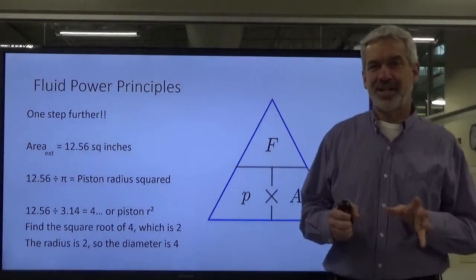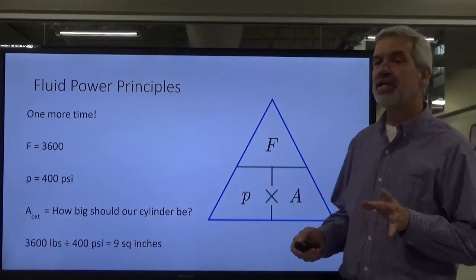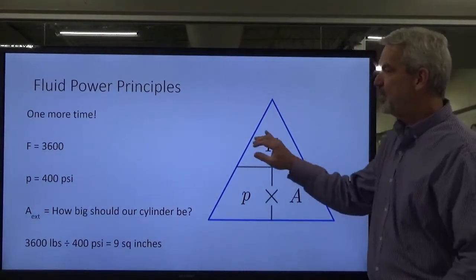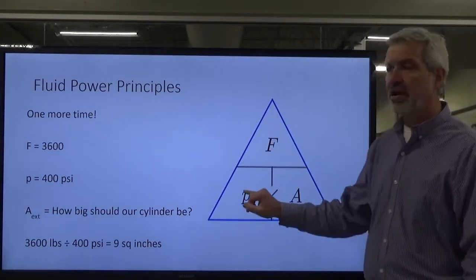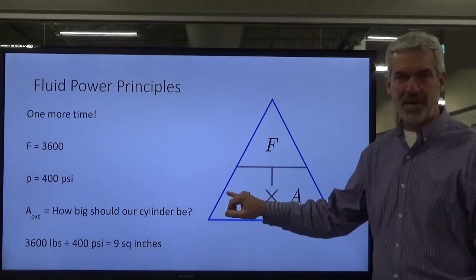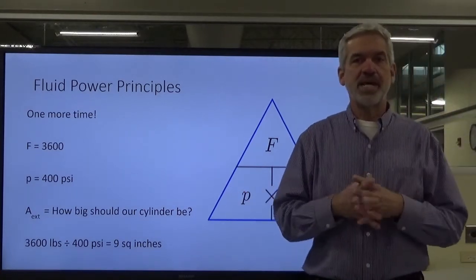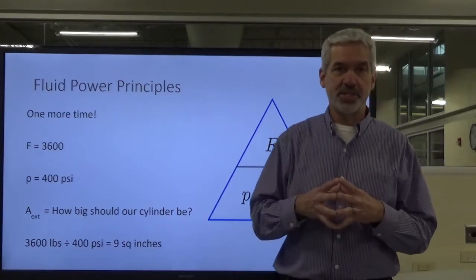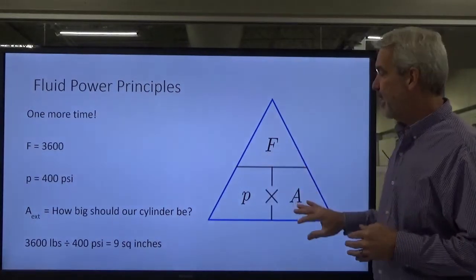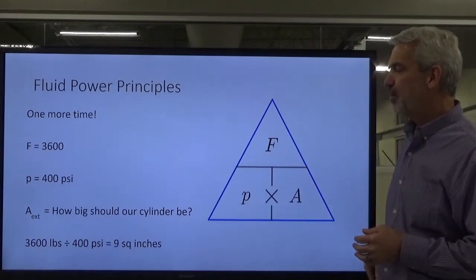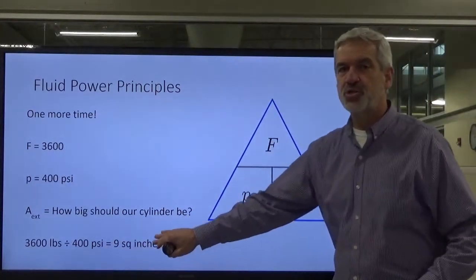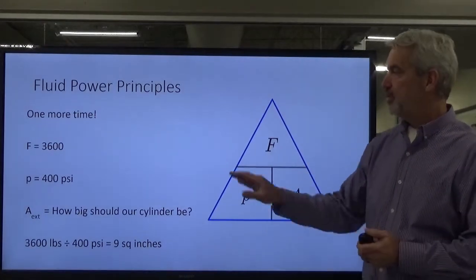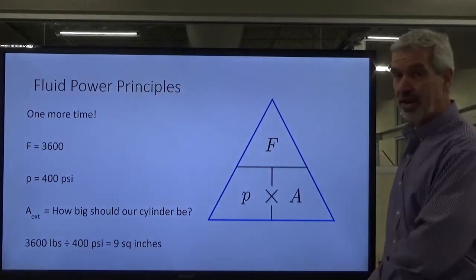Okay, now that's a lot to take in, but let's try a different set of numbers just to walk through it again. Okay, this time we're going to move a 3,600 pound force, and we've got a working pressure of 400 pounds. What size piston or cylinder do we need? What's the diameter of that cylinder we need? Okay. Simply divide force by pressure, and we're going to wind up needing a 9 square inch surface area on our extend side to achieve that amount of work, or that kind of force.